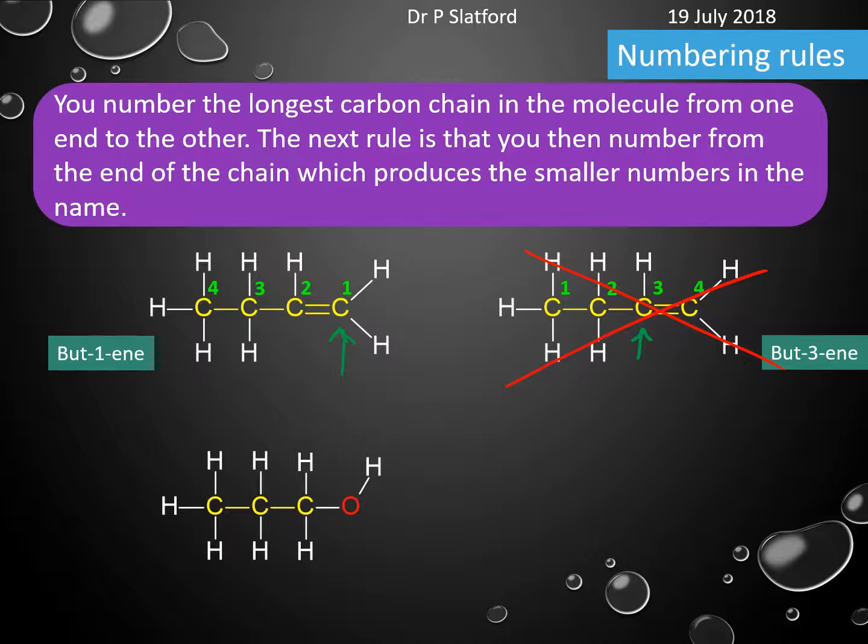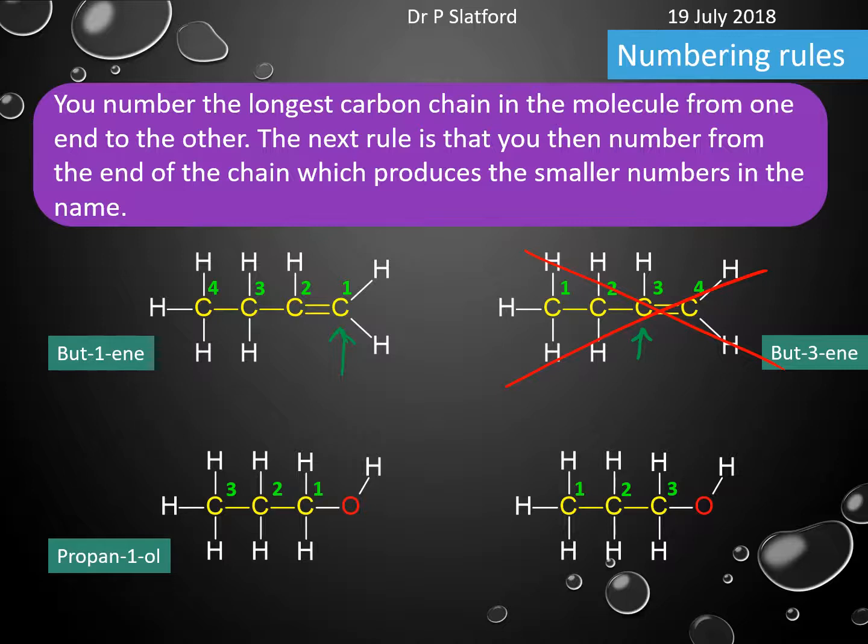So have another look at a molecule. We've got our propanol, and we might number it like this. We might also number it the other way round, but when we come to name it, propan-1-ol, because the alcohol is coming off of carbon number 1, and we end up with propan-3-ol, because it's coming off of carbon number 3. But this one is wrong, because you want the lowest number in the name.